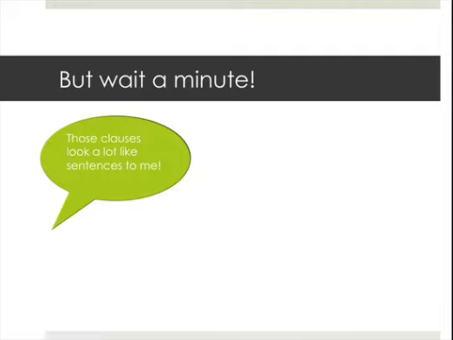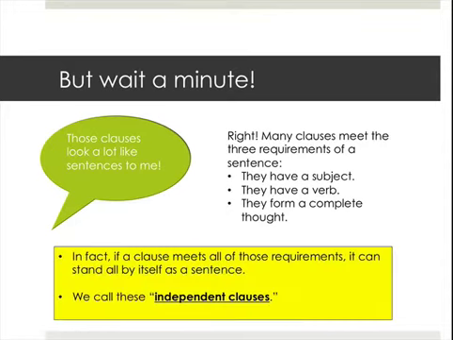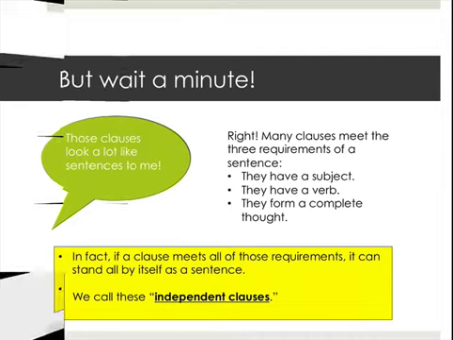You may be saying to yourself at this point, yeah, you call them clauses, but they look a lot like sentences. And you're absolutely right. There are three requirements for a sentence. A sentence has to have a subject, it has to have a verb, and the words have to form a complete thought. And in fact, if a clause meets all of those requirements, it can stand all by itself as a sentence. It doesn't have to, but it can. And because they have the capability to stand all by themselves, we call these independent clauses.